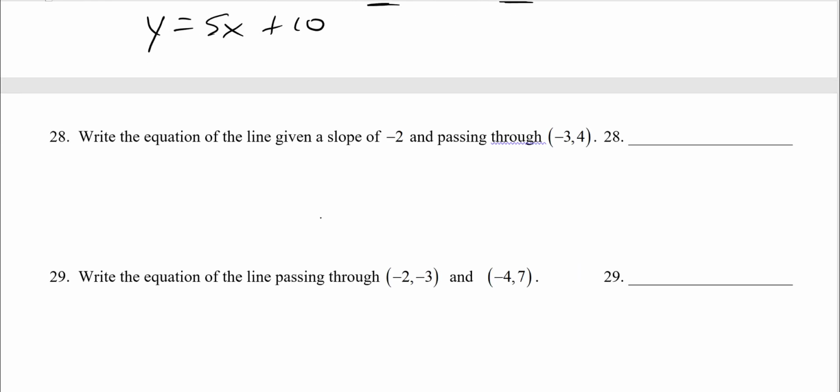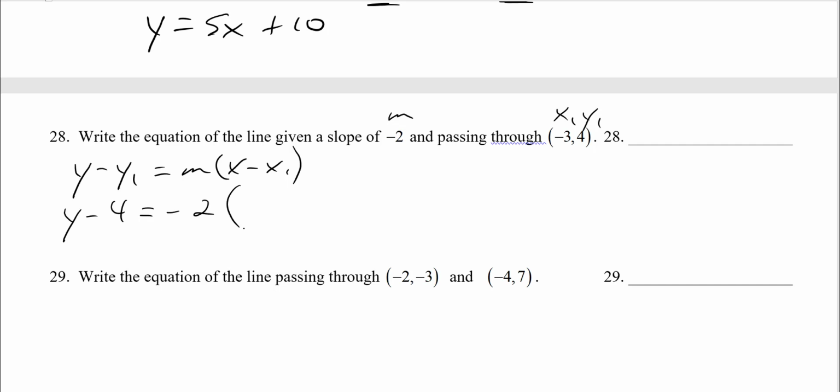Okay, write the equation of a line with the given slope of -2 and passing through (-3, 4). So now you got to remember point-slope form: y minus y1 equals m times x minus x1. Remember this is x1, y1, and this is your slope. So it's y minus 4 is equal to m, which is -2, times x plus 3. Opposite of that, right?